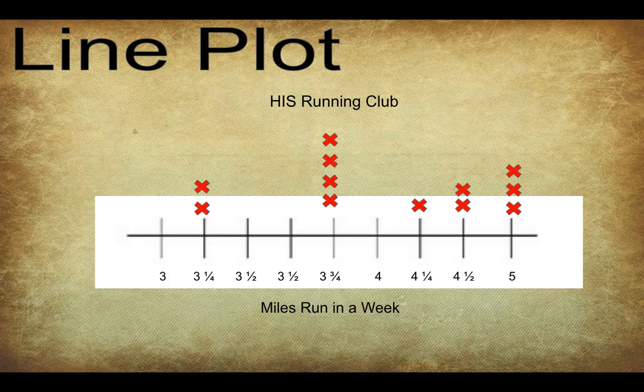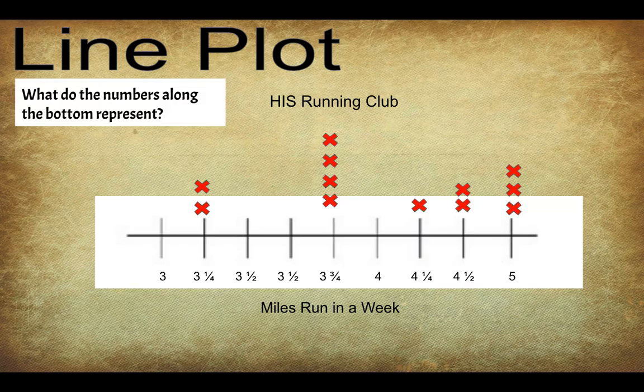So take a look at this line plot. What do you think this line plot is telling you? What data does this line plot represent? So what do the numbers along the bottom represent? Well, it says miles run in a week. So we know we start off with 3 miles, and at the end it shows 5 miles. So between 3 and 5 miles is what this data represents.